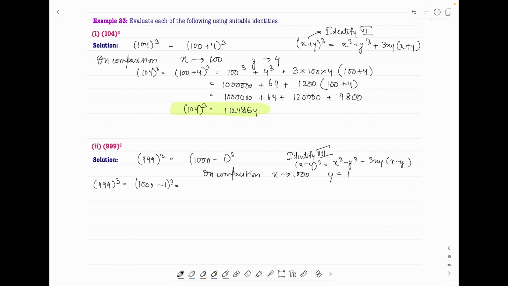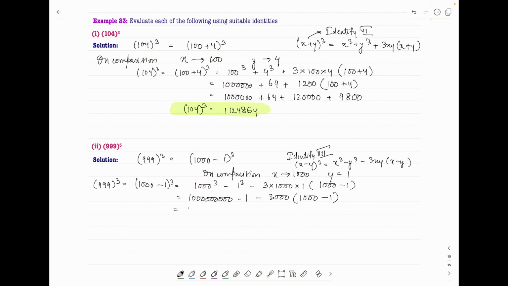Okay, so 1000 cube is what? This equation can be written as 1000 cube minus 1 cube minus 3xy, meaning 3 into 1000 into 1, into x minus y, meaning 1000 minus 1. 1000 cube means 9 zeros will be there, that is 100 crores. 1 cube is 1. And 3 into 1000 into 1 is 3000, into 1000 minus 1.